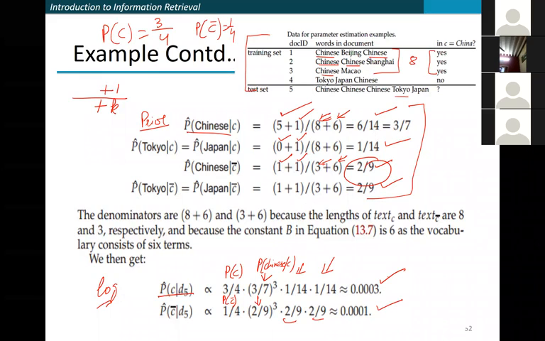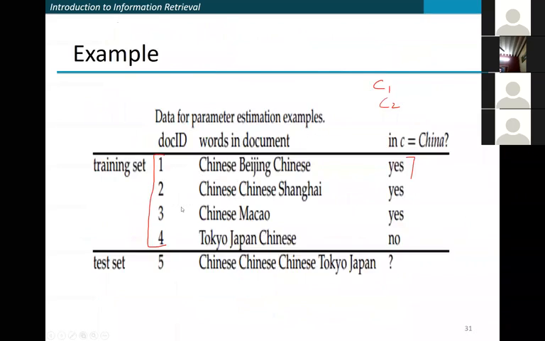ये clear है सबको? Is it clear to you? साहिल, विपाशा, जुनैद, clear है सबको? Yes, sir.